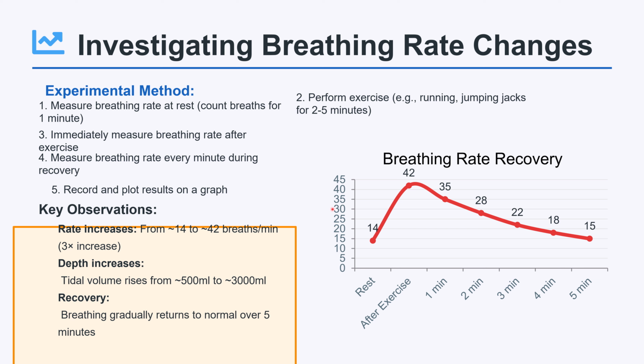Looking at the graph on the right, we can see three critical trends: rate increases, depth increases, and recovery. So first is rate increases. In this example, the rate jumps from 14 breaths per minute at rest to 42 breaths per minute immediately after exercise. This is a 3x increase, meaning 3 times increase.